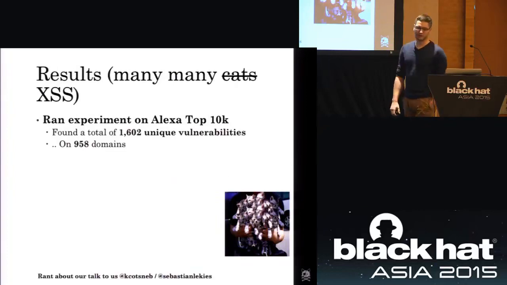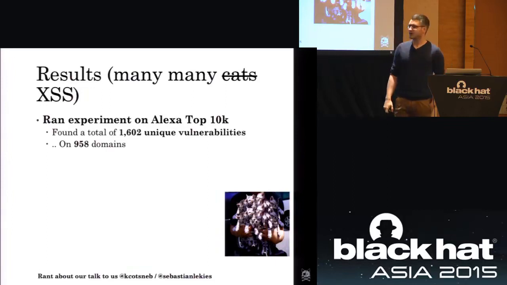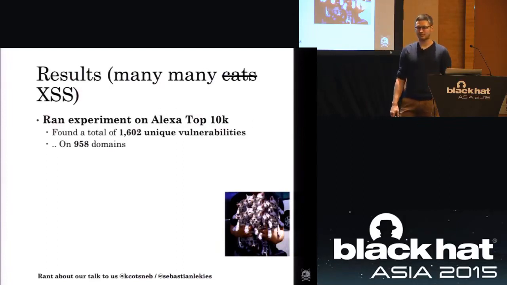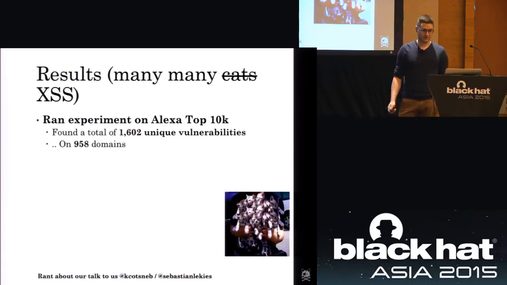So we ran the experiments on the Alexa top 10K, went down 2 pages from the main page, so-called depth 2, and found over 1,600 unique vulnerabilities on 958 domains. That means almost 10%. And we know that we don't have any assurances in terms of code coverage because we're just executing the site as is. We're not trying anything like fuzzing.